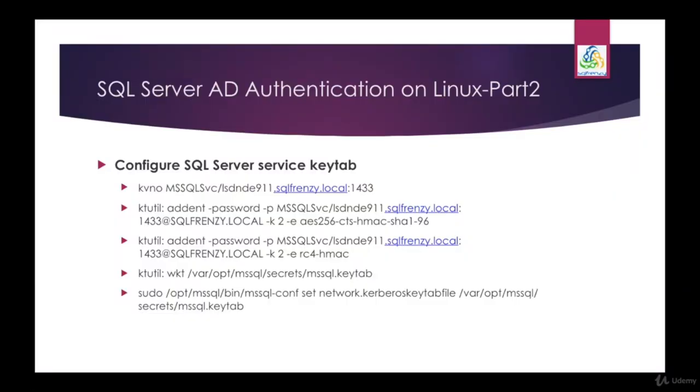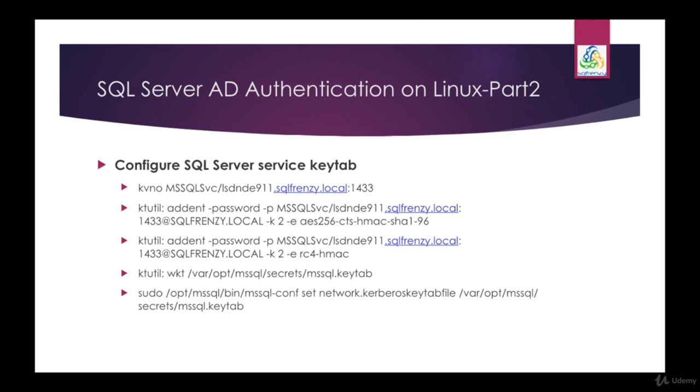Okay, so before moving to the next section, let us look into a couple of things that we will require to understand in setting up the SQL service keytab. First of all, we have KVNO, which stands for key version number. This number is important in setting up all the parameters that we will be using in the next utility, ktutil, which is the Kerberos ticket utility. Here we will be using addent, which stands for add entry, and we will be adding two entries of encryption.